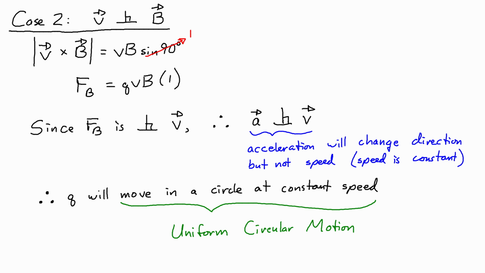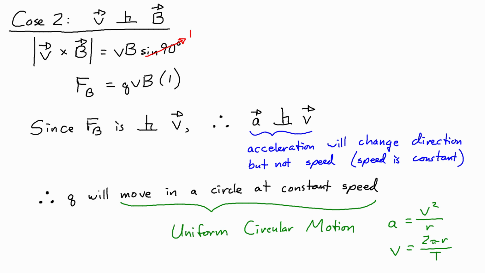And hopefully you remember from uniform circular motion that the magnitude of the acceleration was equal to the speed squared divided by the radius, and also that the speed was equal to the circumference, which is 2 pi r, divided by the period, which is the amount of time it takes to go around one circle. The next step is to substitute these uniform circular motion equations into the magnetic force equation, where we can, and we'll come up with some interesting results.